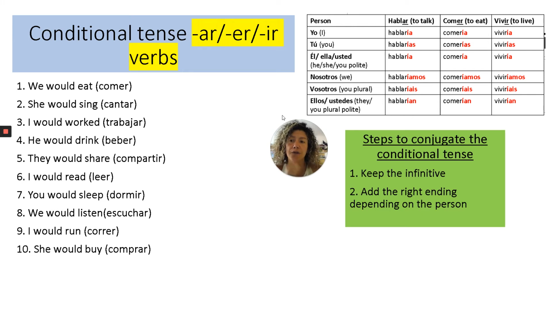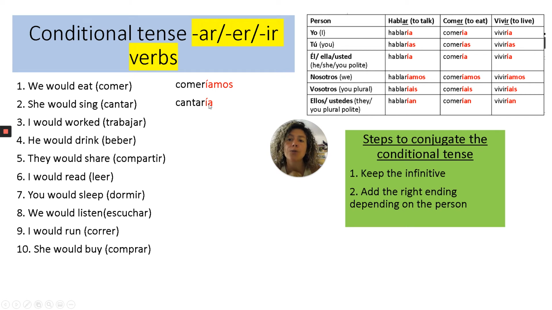¿Vale? So the first one, we would eat, comer. Pause the video. So comeríamos. What have I done? I keep comer and I add íamos because that is the ending for we. Okay? Número dos, we would sing, cantar. Pause the video. Cantaría. Kept cantar and I added ia, which is the ending for she.